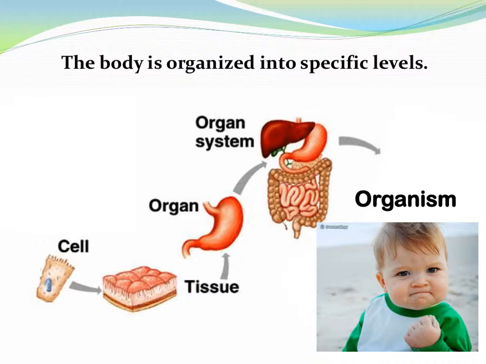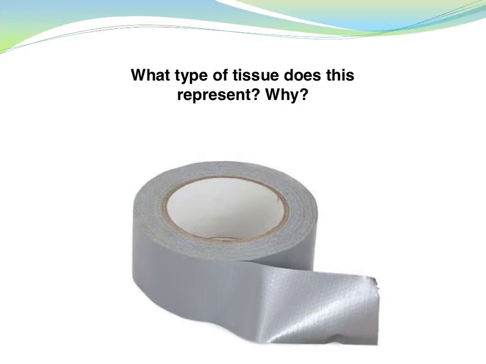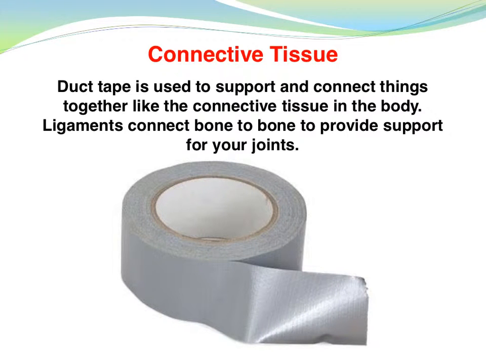Now let's examine some of the specific types of tissue that you read about. So here's some duct tape. What type of tissue does this represent, and why do you think so? What does duct tape do? Duct tape is a good representative of connective tissue because it's used to support and connect things together like the connective tissue in the body. Ligaments connect bone to bone to provide support for your joints. Tendons, which are connective tissue, join muscles to bone.